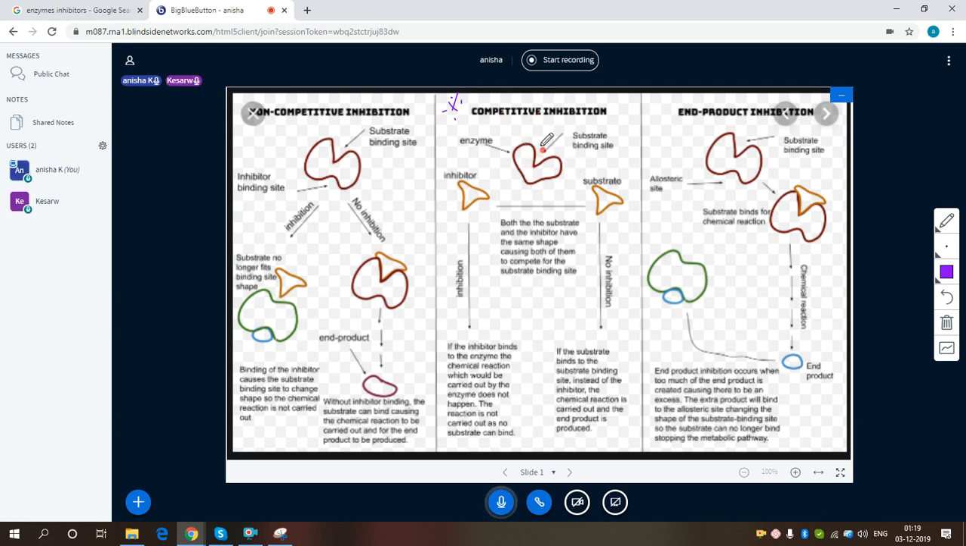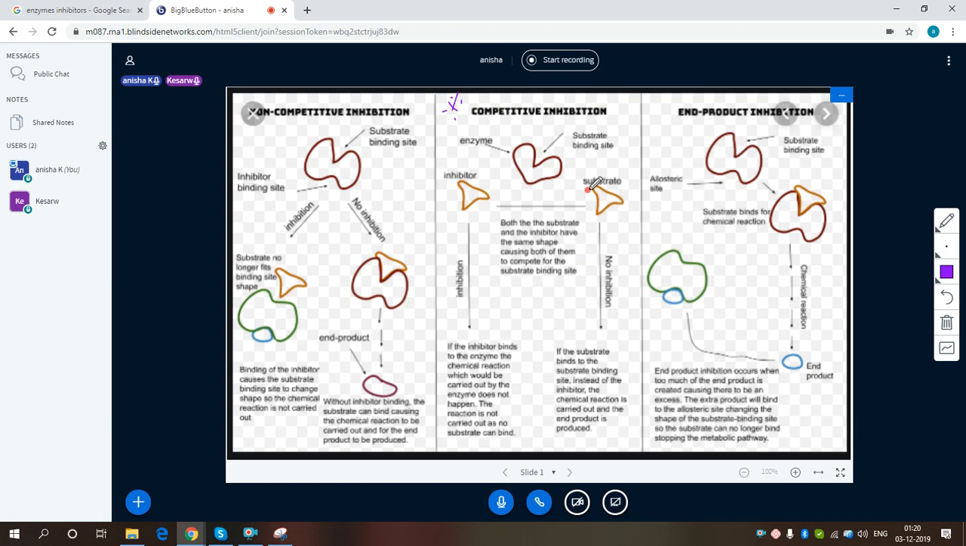Now this is the enzyme. This is my substrate. This is my inhibitor. What is an inhibitor? The inhibitor binds to the enzyme. The chemical reaction which would be carried out by the enzyme does not happen. My action is not being carried out. Okay, this is inhibitors.